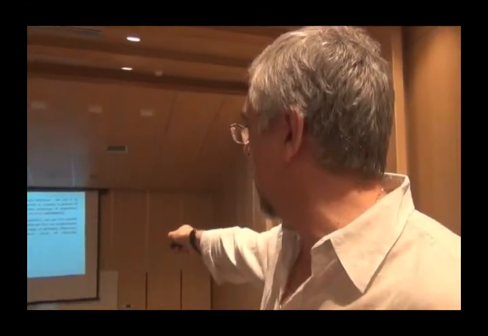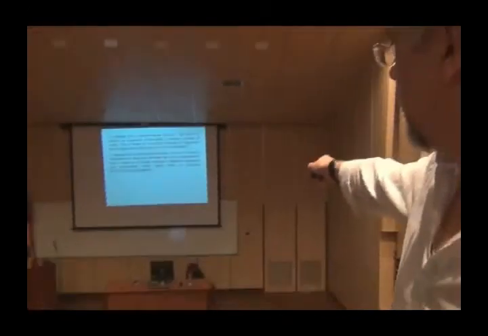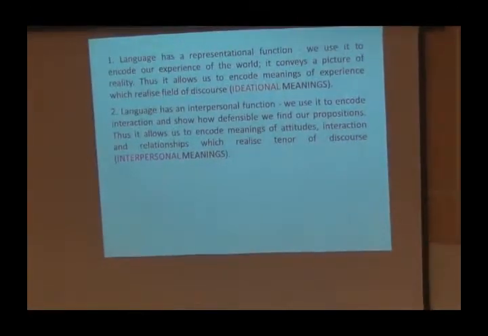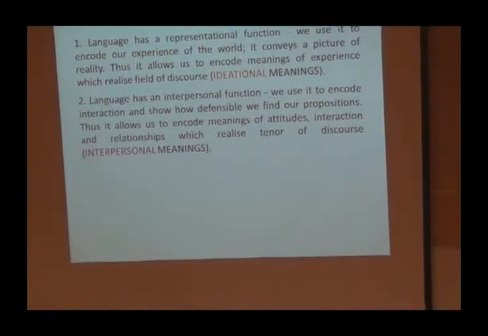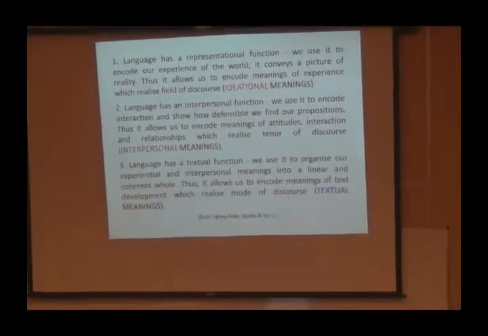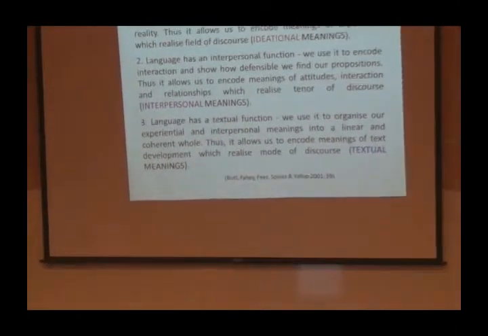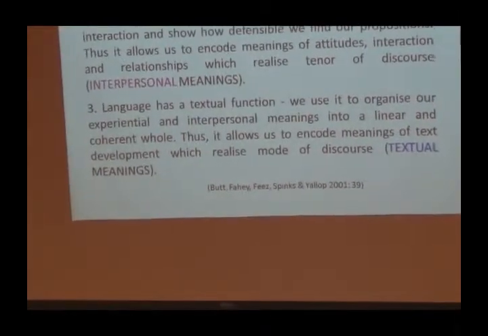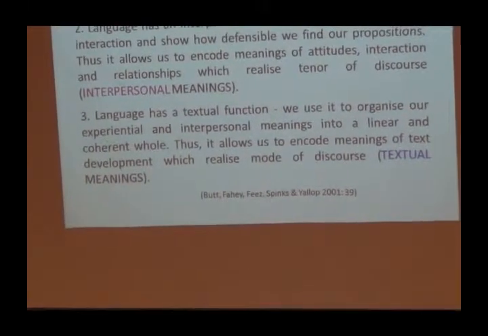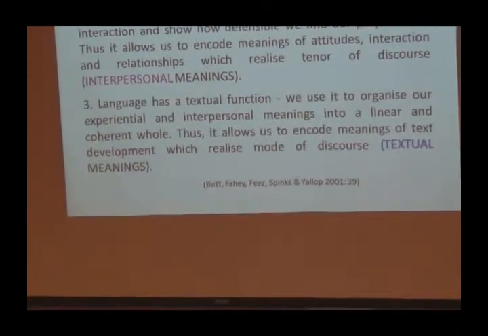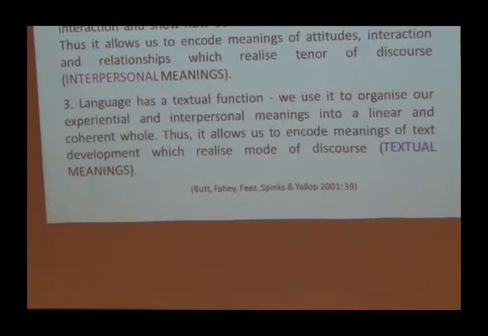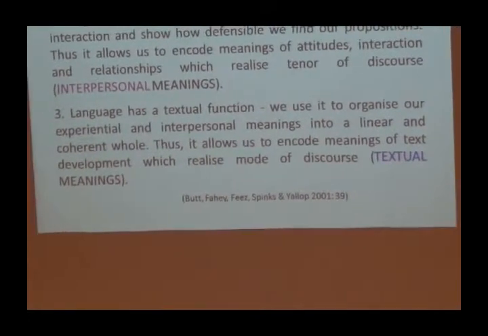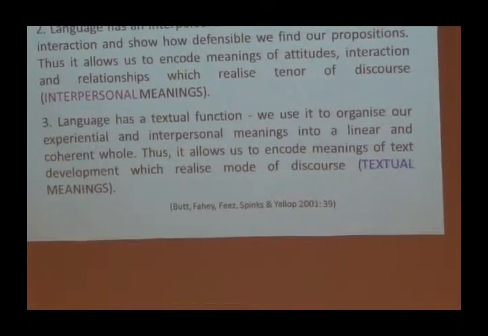We use it to encode interaction and show how defensible we find our propositions. That is, it allows us to encode meanings of attitudes, interaction, and relationships, which realize tenor of discourse. And then you have the third function, which is a textual function. We use it to organize our experiential and interpersonal meanings into a linear and coherent whole. Thus, it allows us to encode meanings of text development which realize mode of discourse.